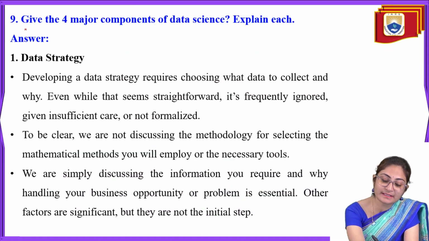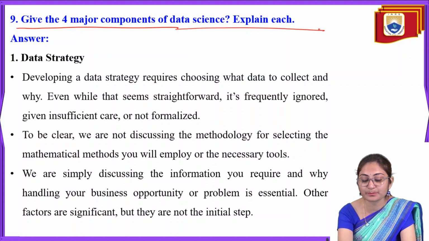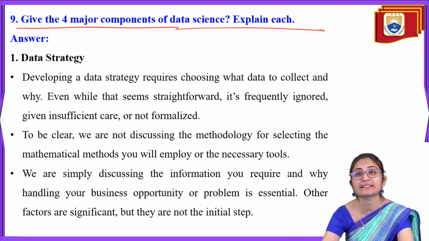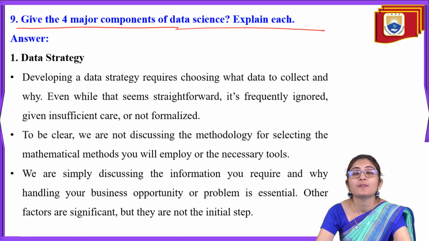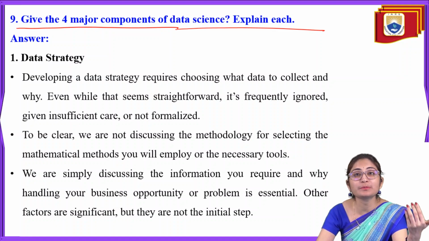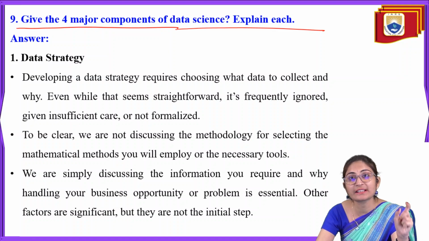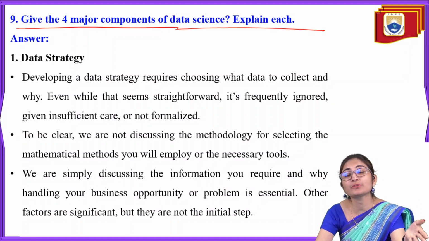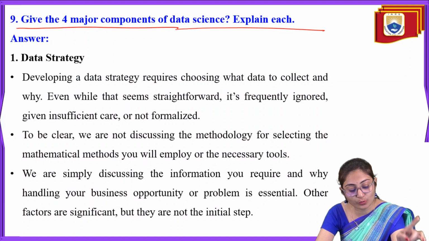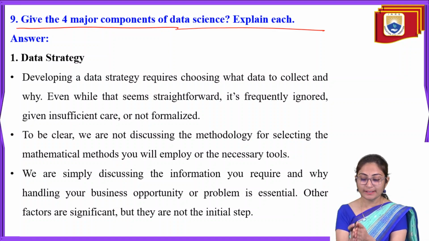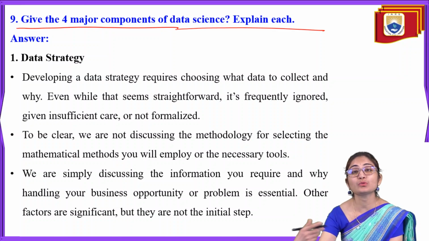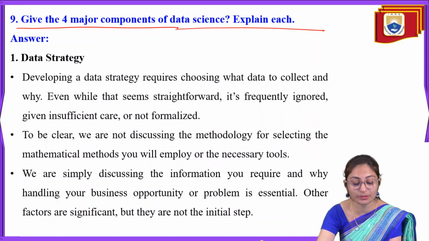Now next one is: give the four major components of data science and explain them. First one is data strategy. First you need to develop the data strategy. You have to check the requirement, and for that you have to decide what data to collect and why you have to collect it. Even here sometimes we have to ignore some insufficient data also.